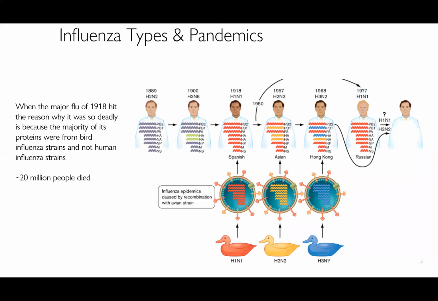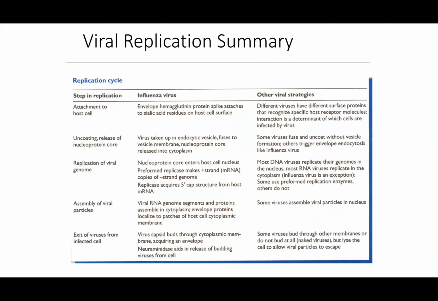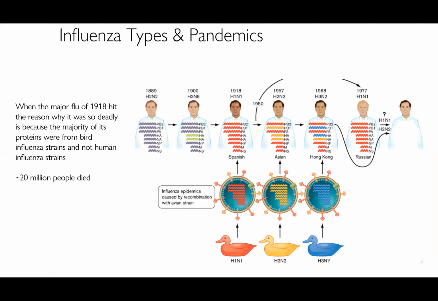Influenza in pandemics. As we mentioned, the last major flu was in 1918. It hit so deadly because the majority of the proteins were actually derived from bird influenza. So this really deadly pandemic that occurred in 1918, H1N1, which I'm sure you all heard was a recent scare a few years ago. And the last time we had a major pandemic response in the United States was because of H1N1.